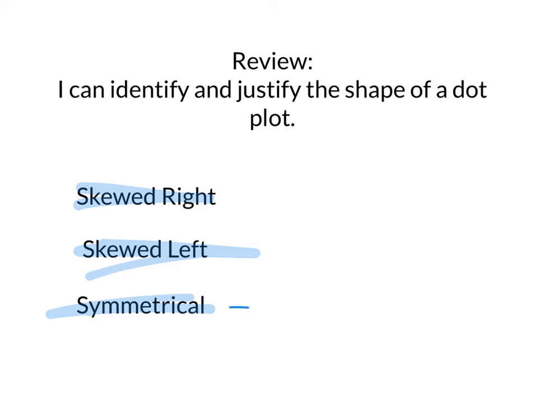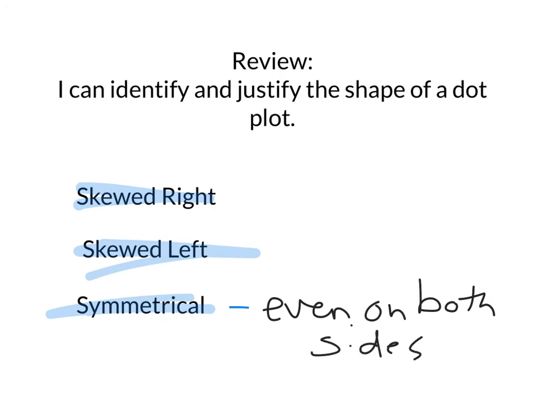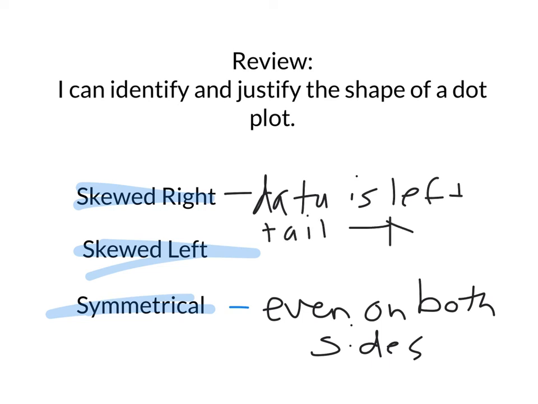So let's talk about symmetrical, because symmetrical, we can say it's even on both sides of the mode. Where the mode's at, I can go down on the right, down on the left, and the shape is pretty even. The lines look even. Now, when we look at skewed right, we have to think opposite. So skewed right means that the majority of the data is on the left, but the tail or the ski slope goes to the right.